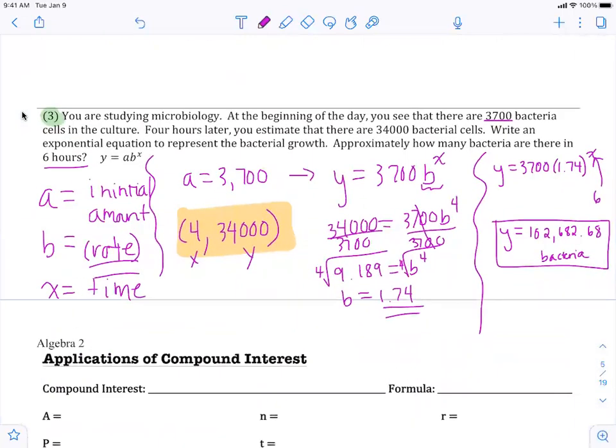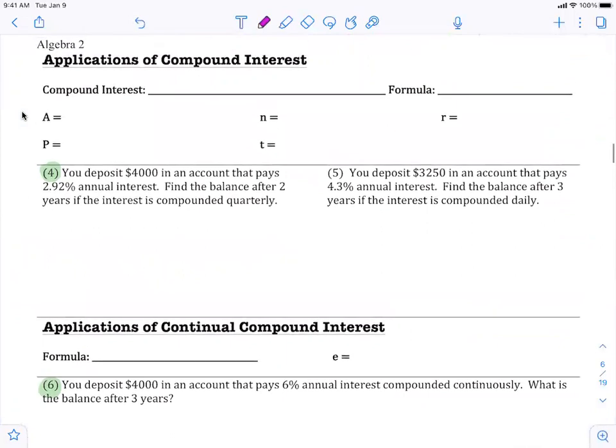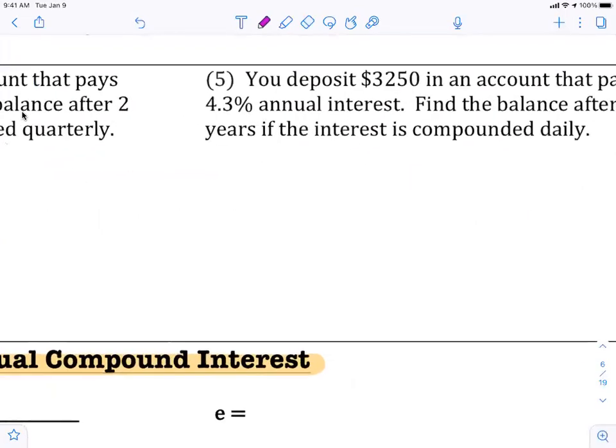All right. Now, in terms of all the applications, there's kind of two different types that we are going to work with here. And these are more money related than anything else. So one of the different scenarios that we work with is called compound interest. And the other one is really similar. It's continual compound interest. And both of these really have kind of a similar formula here.